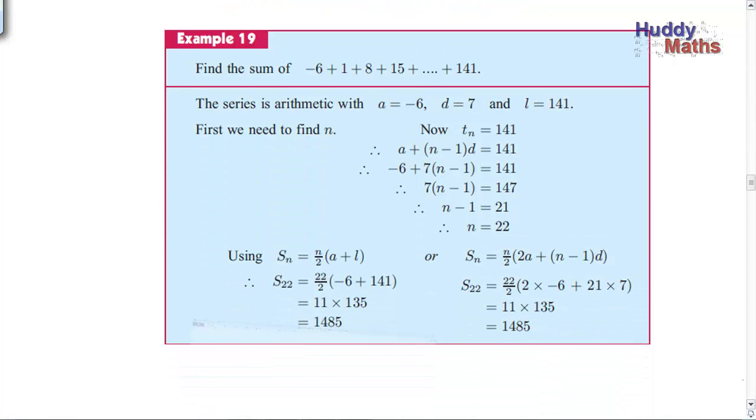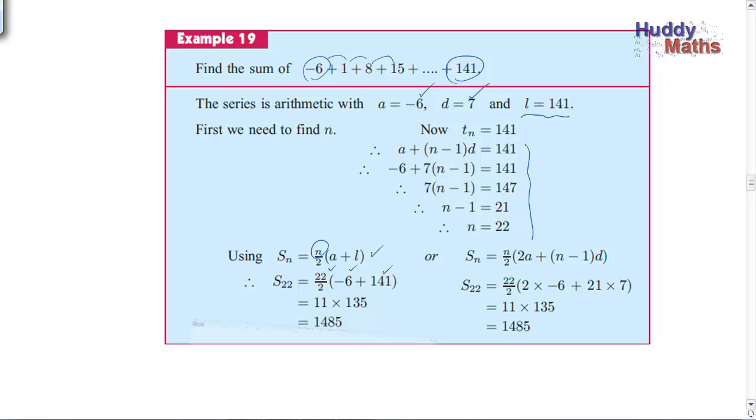Here's another one. This time we're starting with a negative number, but you can see the common difference is 7. So we list them out. The first is negative 6, the common difference is 7, and this time they give us the last term. So we can use the shortened formula, and that is this one over here: 22 over 2, first plus last. But you've got to know the last term using this method. And also, we still have to work this out because you've got to know the n here, the n number.